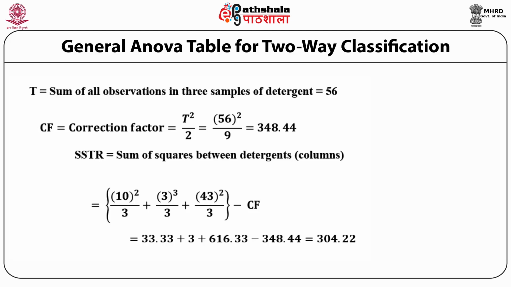So it is 56 square upon 9, and when we calculate it, it comes out to be 348.44. Then let's move to again the generic way of solving the ANOVA problem. We have to find out the sum of squares between detergents, or you can say between column variance and within column variance. So SSTR is, we have added the 10 square upon 3, then the 3 square upon 3, and the 43 square upon 3. We sum up and then minus the correction factor.